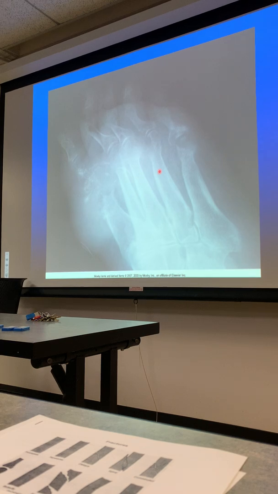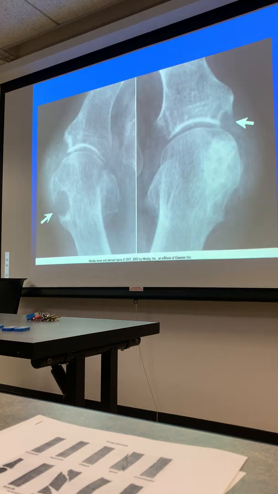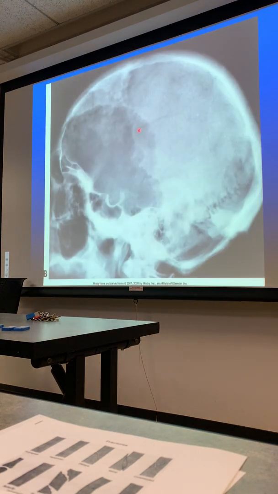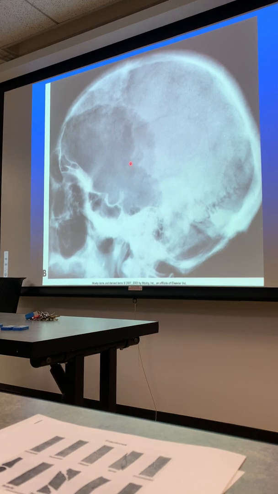Okay, this is gout. I don't know if I put it on. Yes, I did put it on the test. So, it's bone destruction, as you can see here. And then this next one, they call it the rat bite appearance. Just looks like a rat bite. And gout.